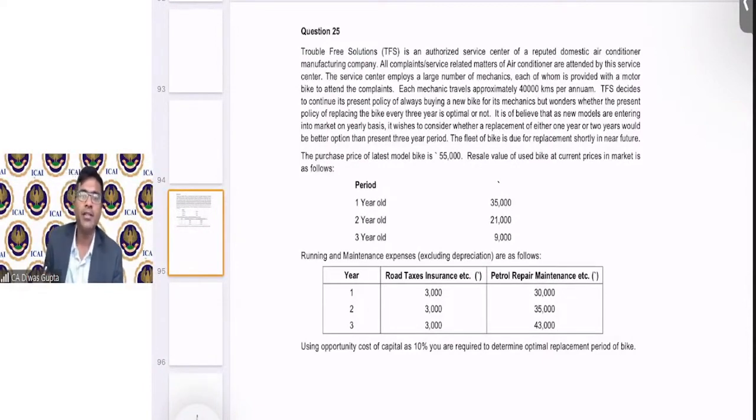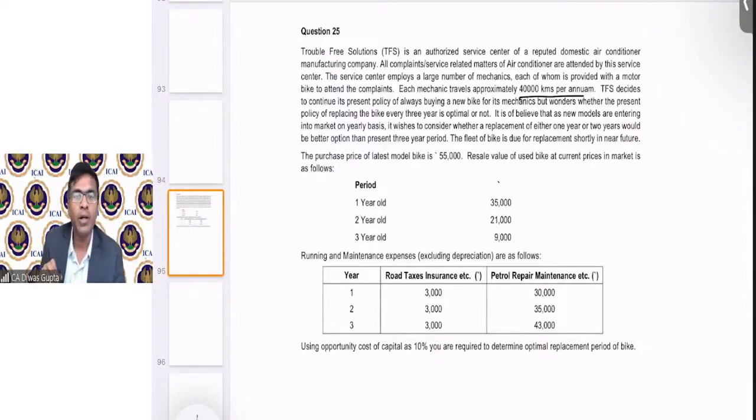All complaint services related matters of AC are attended by the service center. The service center employs a large number of mechanics, each of whom is provided with a motorbike to attend the complaints. Each mechanic travels approximately 40,000 kilometers per annum. TFS decides to continue its present policy of always buying a new bike for its mechanics, but wonders whether the present policy of replacing the bike every 3 years is optimal or not.